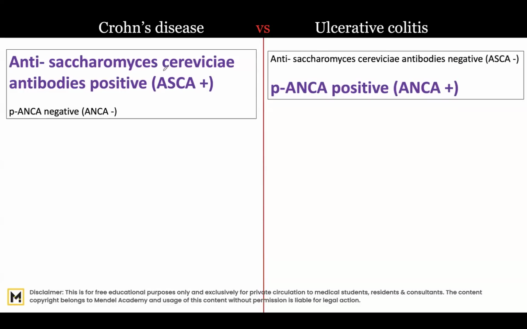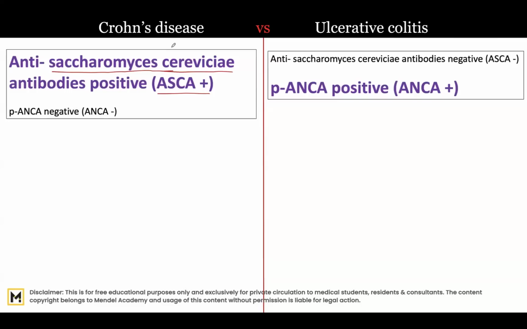It's very difficult to pronounce this word in particular, so let me pronounce it for you. It's called anti-Saccharomyces cerevisiae. Remember how it is pronounced? Antibodies positive. In short, you call it ASCA positive, but it is anti-Saccharomyces cerevisiae antibodies. Now, what is this Saccharomyces cerevisiae? It is nothing but a commensal present in the gut.